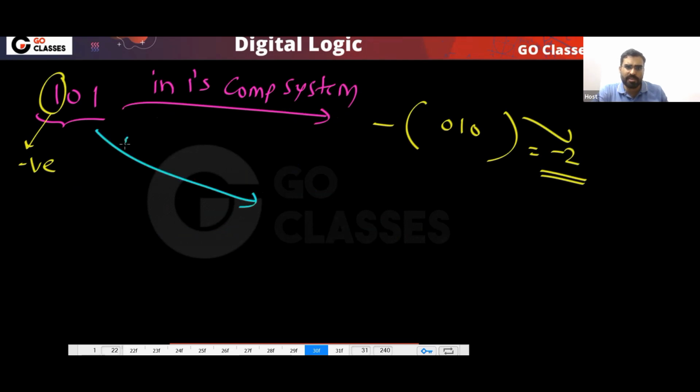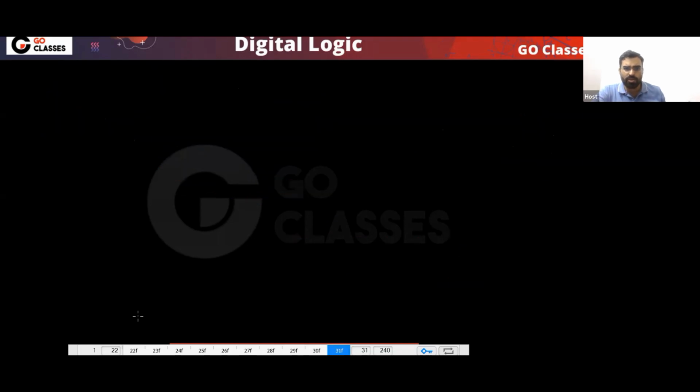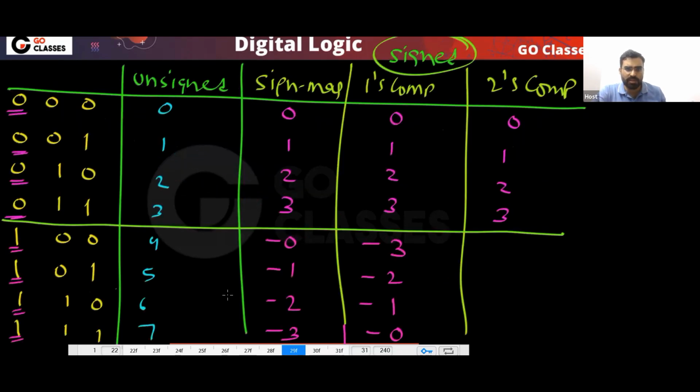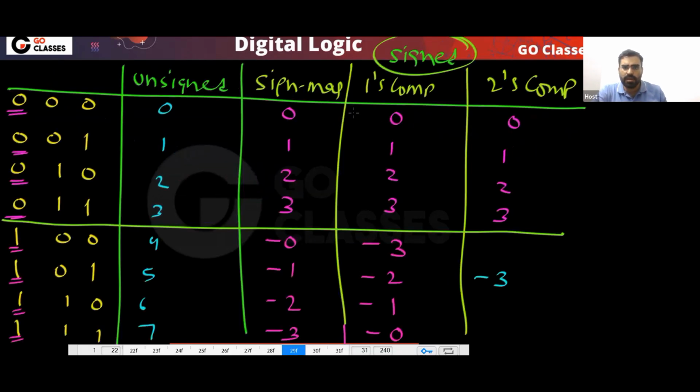And in the 2's complement system, what is this value? In the 2's complement system, this is minus of the 2's complement of this, which will be minus 3. So you can notice this 101 is minus 3 here. Okay, let's see what this 100 is. This is negative because of this 1.